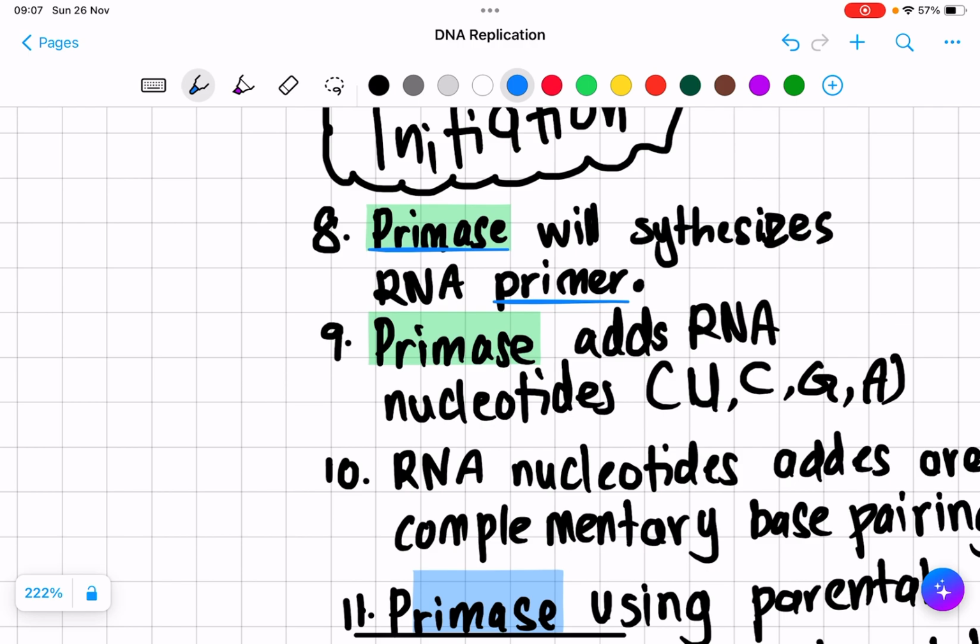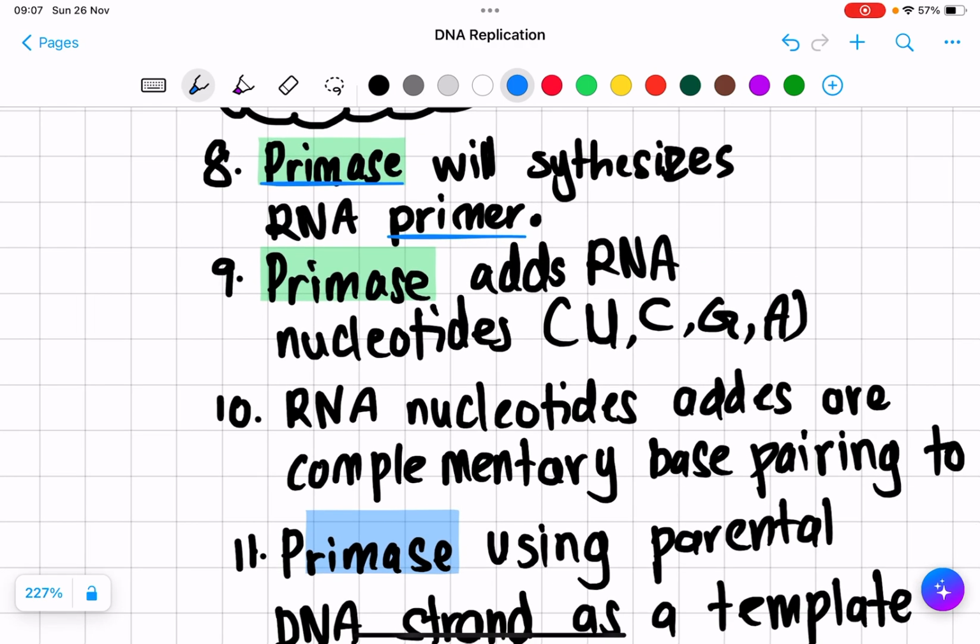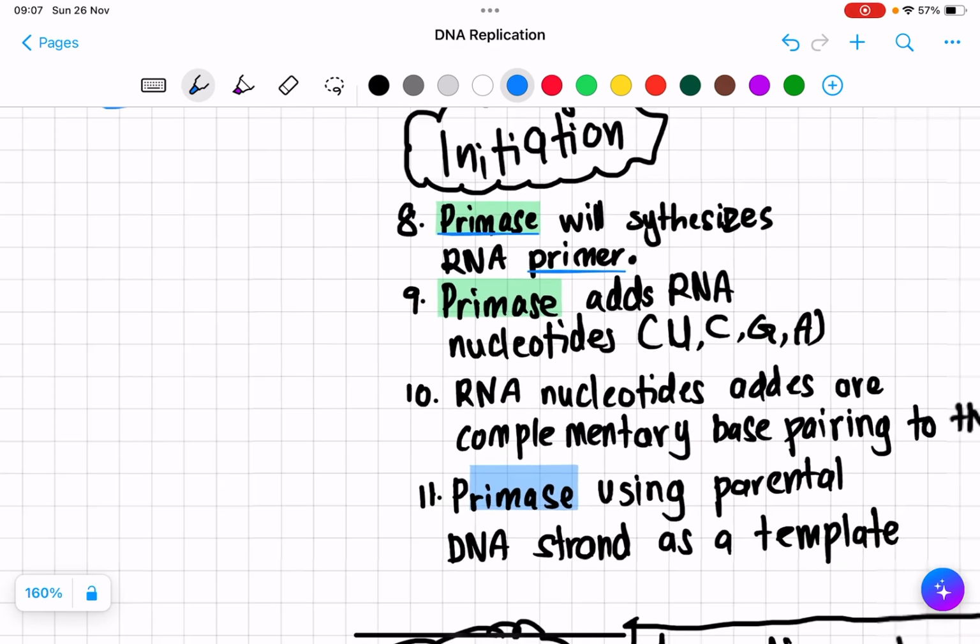So, macam mana primer tu boleh dibuat? Sebab primase adds the RNA nucleotide. Dia yang susun RNA nucleotide. Dan bila RNA nucleotide tu telah bersambung dengan phosphodiester bond UCGA, so dia akan membentuk satu strand yang pendek yang kita panggil RNA primer. Kenapa RNA? Sebab dibuat dari RNA nucleotide.